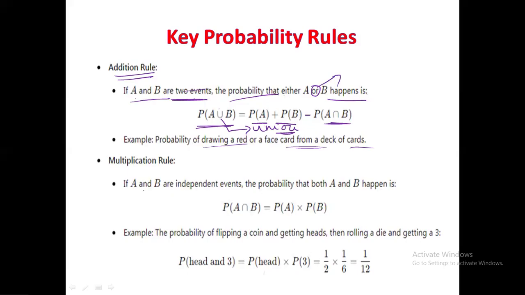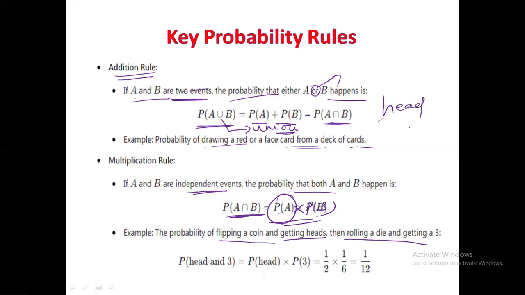Multiplication rule: if A and B are independent events, the probability that A and B both happen is given by P(A intersection B) equal to P(A) times P(B). For example, the probability of flipping a coin and getting heads, then rolling a die and getting 3. We are taking two events: tossing a coin, where we want only heads, and rolling a die, where we want to get a 3.